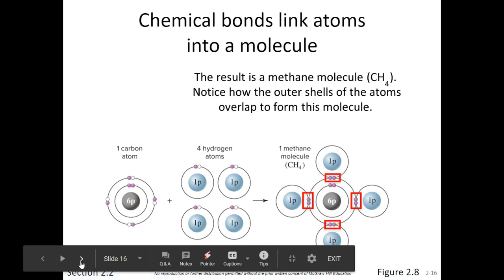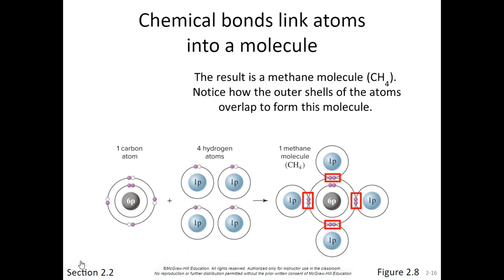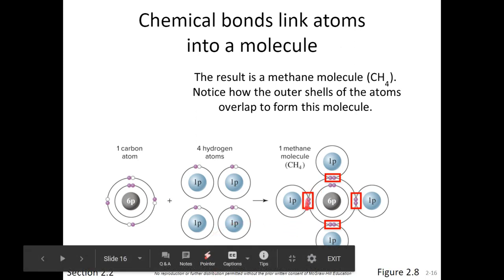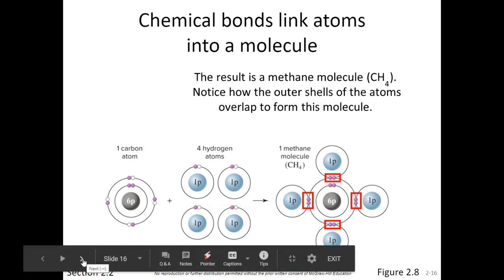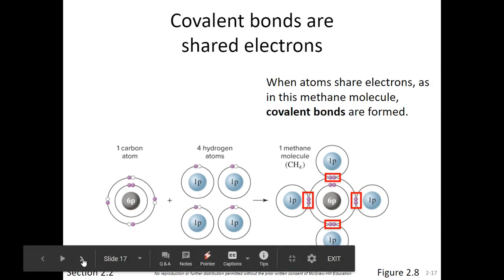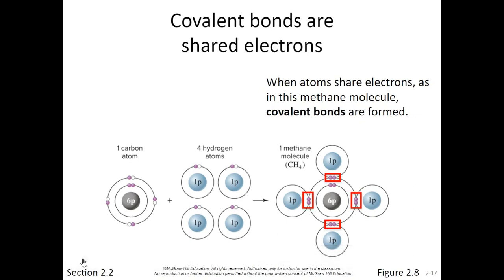Now, chemical bonds link atoms into molecules. That's what we showed you. This is known as bonding. We haven't talked about what kind of bonding, but these are bonds. When two atoms react with each other, they exchange or share their electrons, and that is known as bonding. Covalent bonding is one type of bonding.